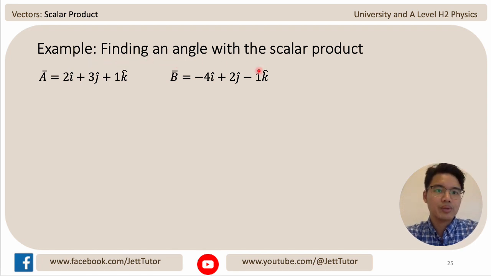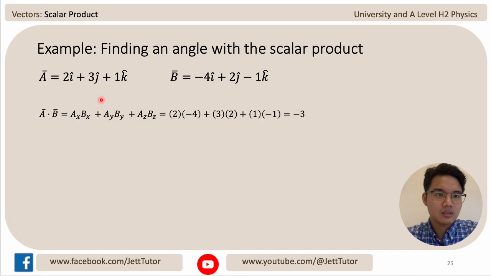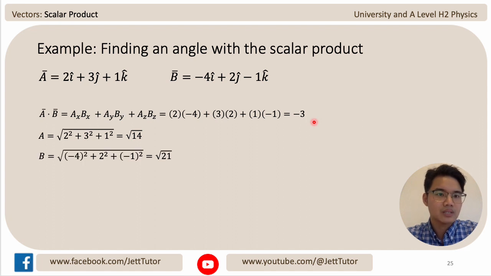Example, finding an angle between vectors A and B using the scalar product. The definition of the dot product is A vector dot B vector equals AxBx plus AyBy plus AzBz. Then we get minus 3. And then what is the size of A? It is the square root of 14. And then the size of B is the square root of 21.